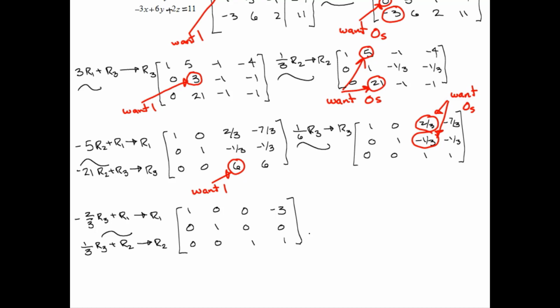What were our original variables? X, Y, and Z. So X, Y, Z, we call this an ordered triple, is going to be equal to -3, 0, 1. Remembering that each row represents an equation.